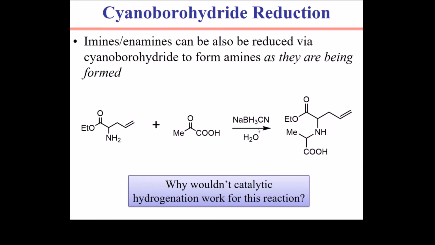The mechanism for that we're not going to look at, but the rationale for it is important, because if you try to run this same reaction under conditions of catalytic hydrogenation, in addition to hydrogenating the imine bond, you would also hydrogenate the alkene. And this was the compound that we looked at the hydrogenation of during the review quiz. So why wouldn't catalytic hydrogenation work for this reaction? Because catalytic hydrogenation is not specific. It would hydrogenate the imine and the alkene. Cyanoborohydride is specific. It specifically reduces the imine.